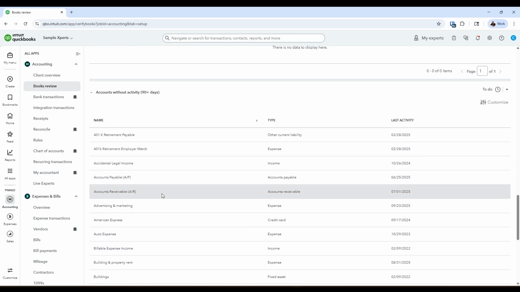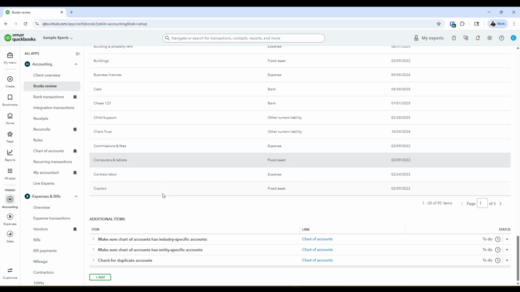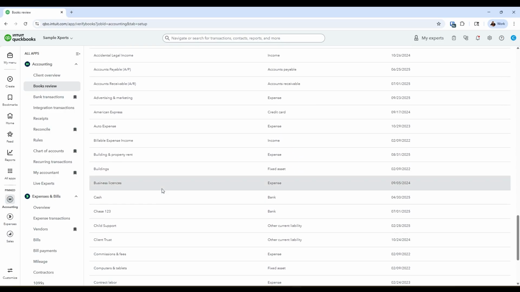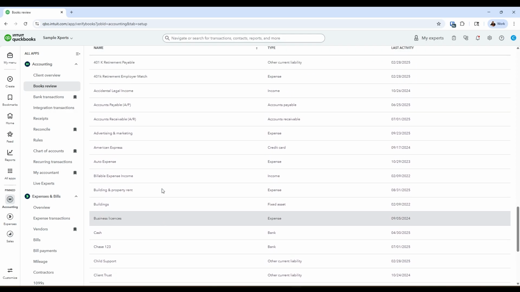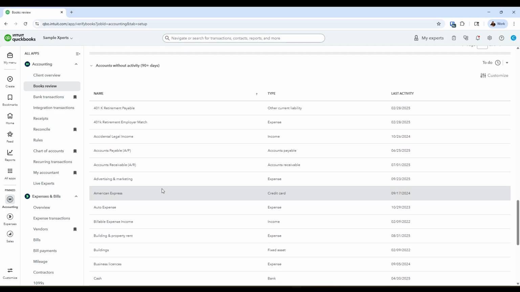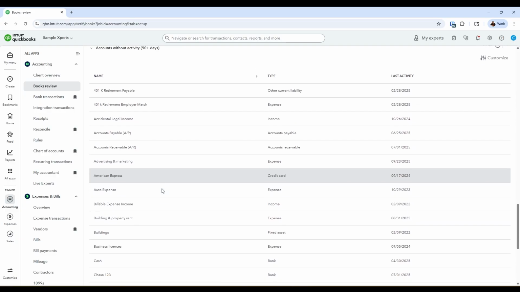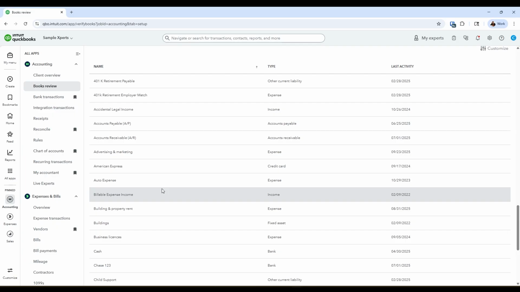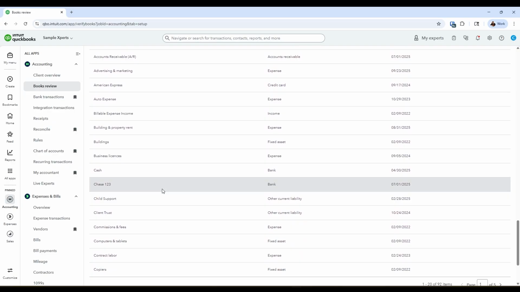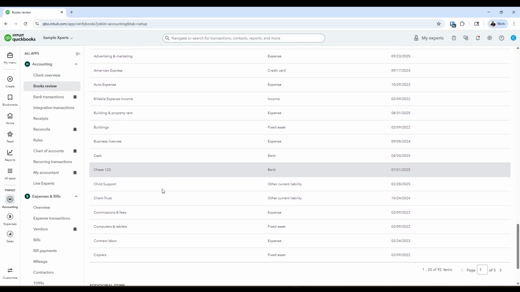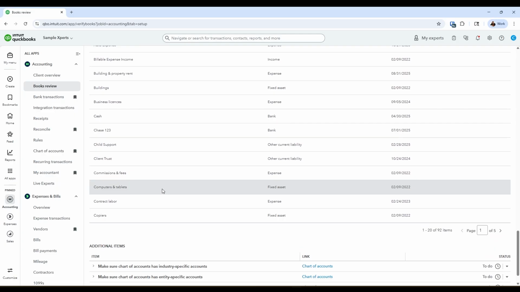Now, keep in mind, there are some accounts that you cannot close because they are required in QuickBooks Online. So if you try to close them, it's going to say, no, you can't. Or if there is any account that is connected to your products and services, or a recurring transaction, you will not be able to close that account. So before you can close it, you want to go over your products and services or recurring transactions and verify where that account is connected and disconnect it before you can close it.